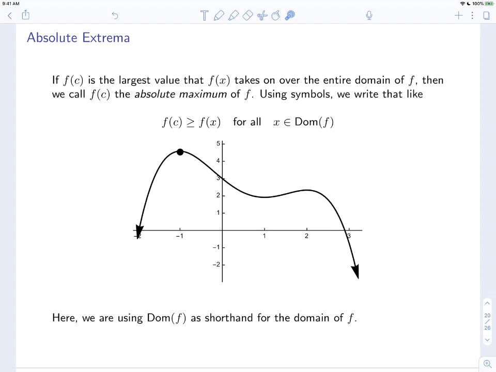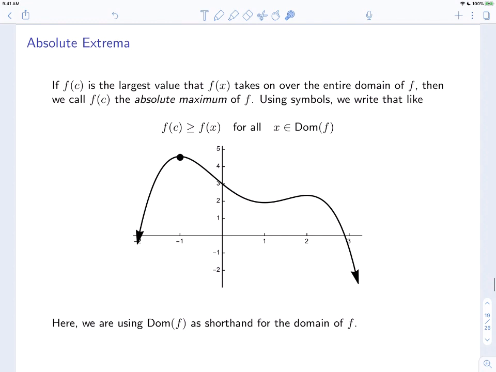So far we've been talking about local extrema. There's also a notion of absolute extrema. If f(c) is the largest value that f(x) takes on over the entire domain, then we call f(c) the absolute maximum of f. Using symbols, we say that f(c) is greater than or equal to f(x) for all x in the domain. Here we're using dom f to mean domain.